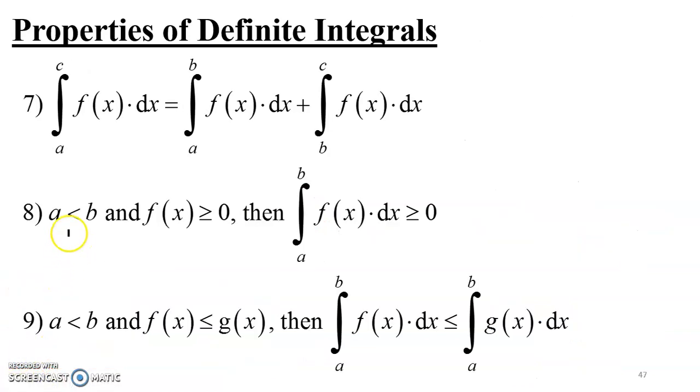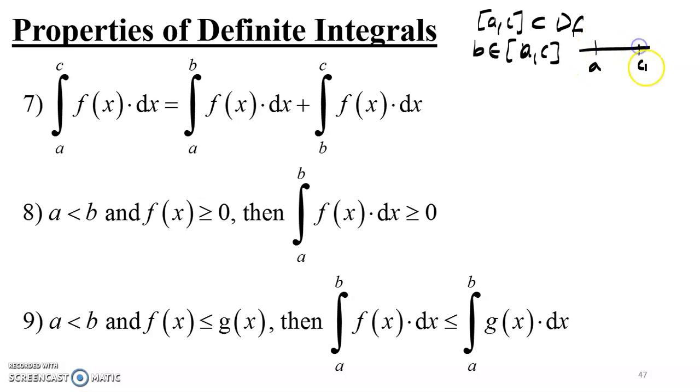Now, if we were to move to the last set of properties, consider the interval AC here, which is a subset of the domain of the function. And if we have B to be an element of that interval, where B is somewhere in between, property 7 says that the integral from A to C of f of x is in fact equal to the integral from A to B plus the integral from B to C.